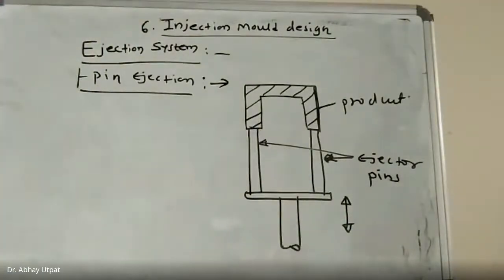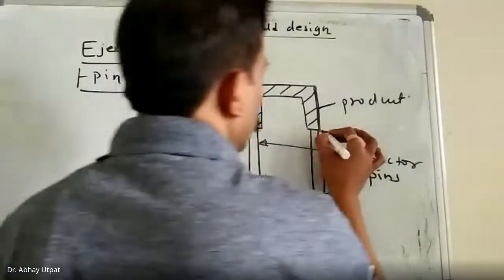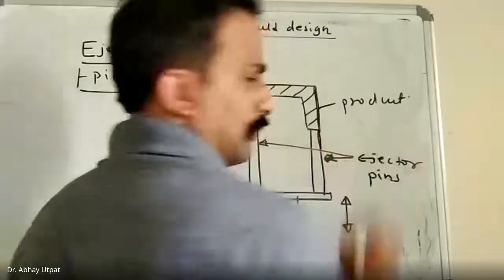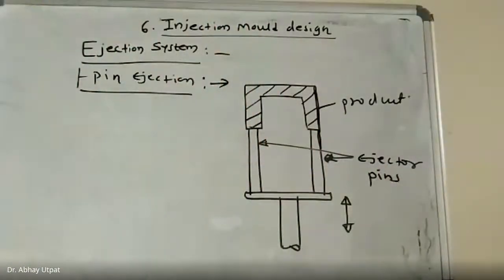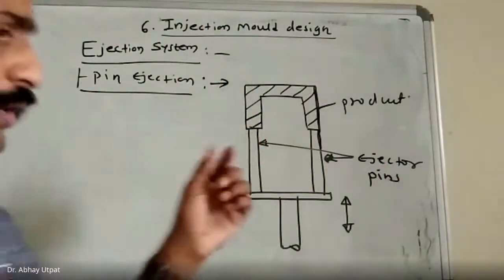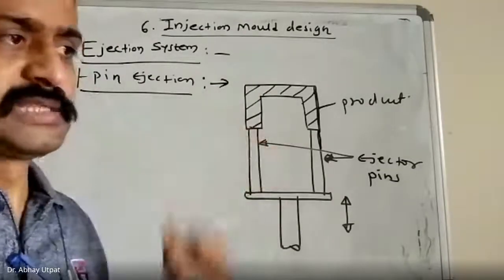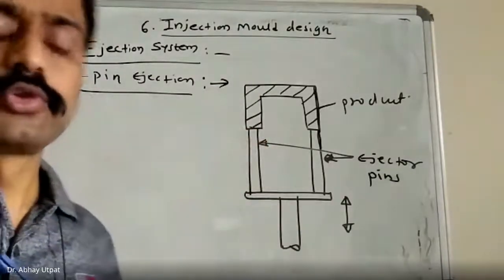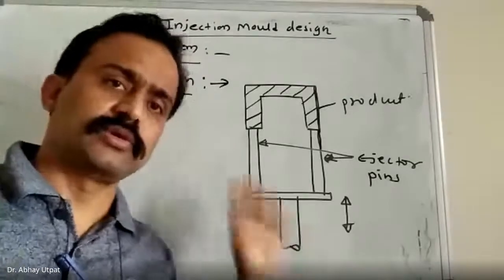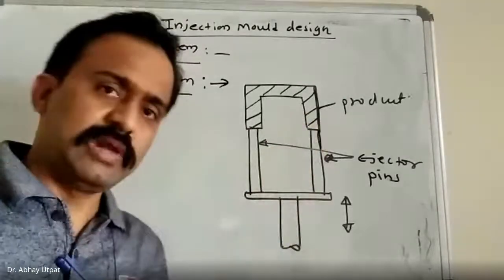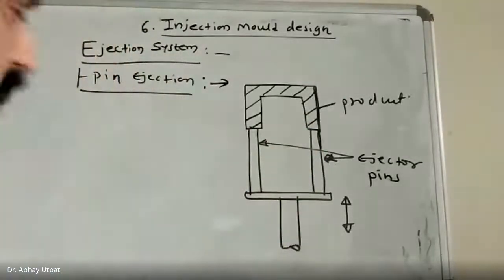Ejector pins. We are talking about the diameter of the ejector pin. Usually it is taken as equal to the wall thickness. What will happen if it is less? There are 3 cases.